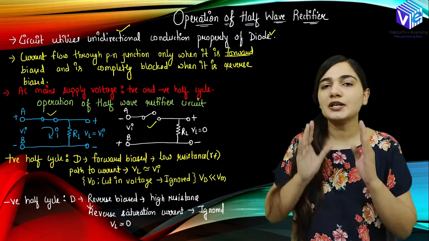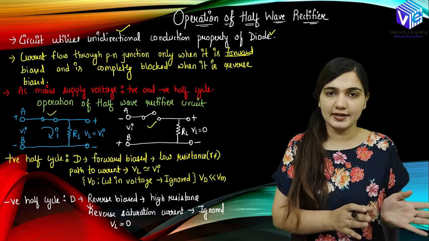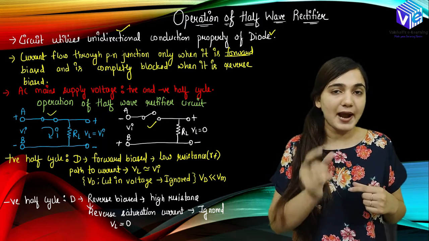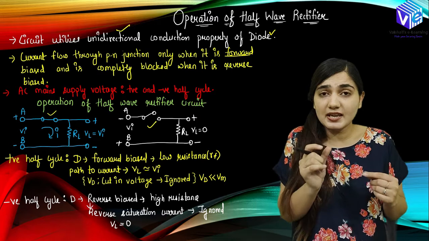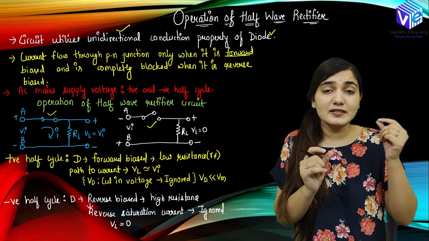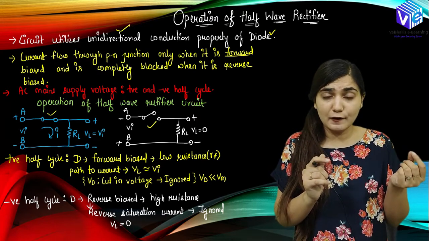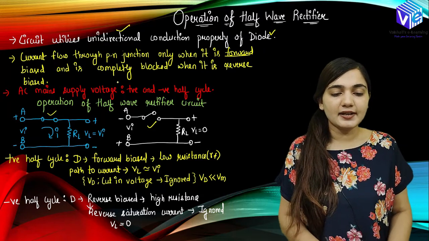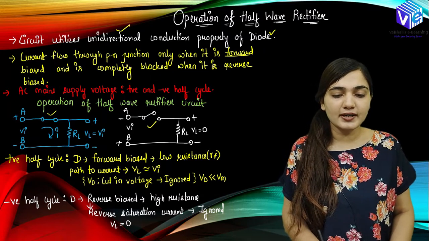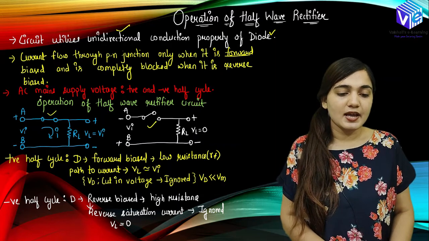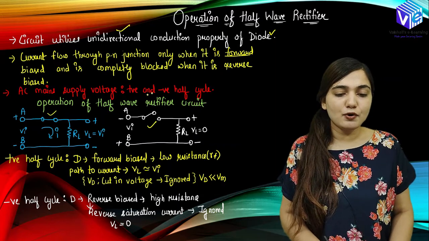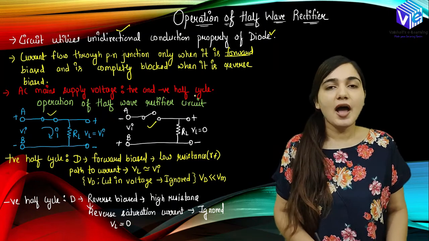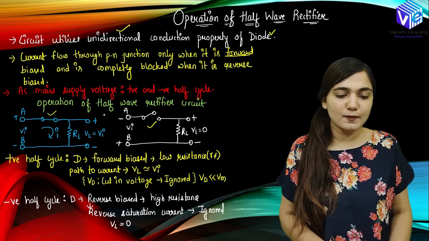Here I am not considering any leakage current, right? When you do the practical calculation, you will see that there is some very small amount of leakage current also, but I am not considering it. So I am saying that I have completely blocked the current when it is reverse biased. The AC mains supply voltage will have positive and negative half cycles. I am going to show you the waveforms as well.